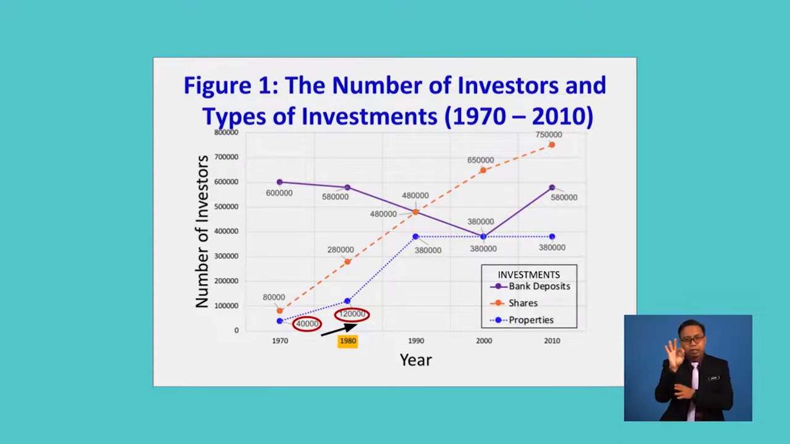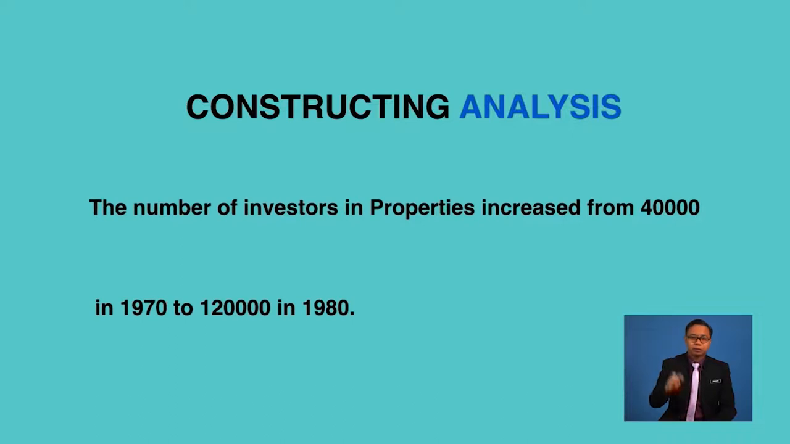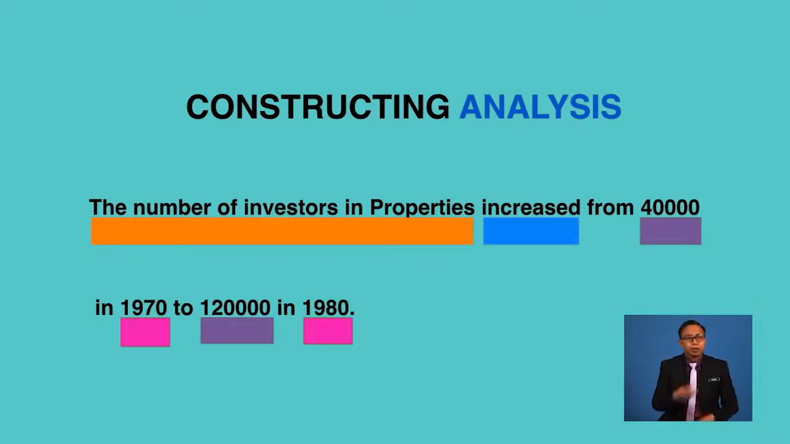120,000. How do you explain the trend movement in 1970 and 1980? You can explain it by saying, the number of investors in properties increased from 40,000 in 1970 to 120,000 in 1980. The word in bold is a trend word. Trend word is a word that explains movements or changes in the key features from one time frame to another. Then, you have your first analysis for properties.